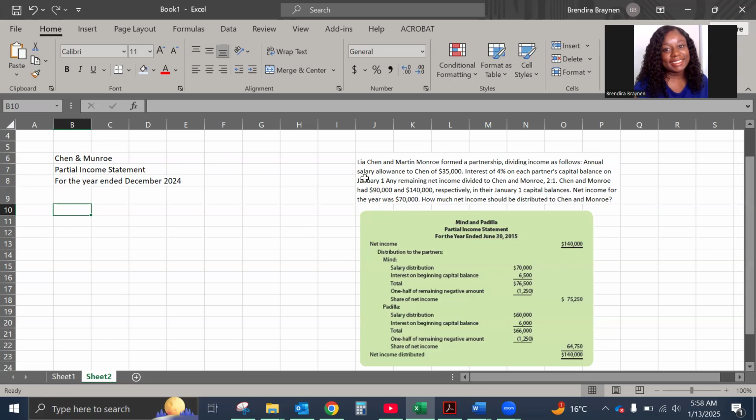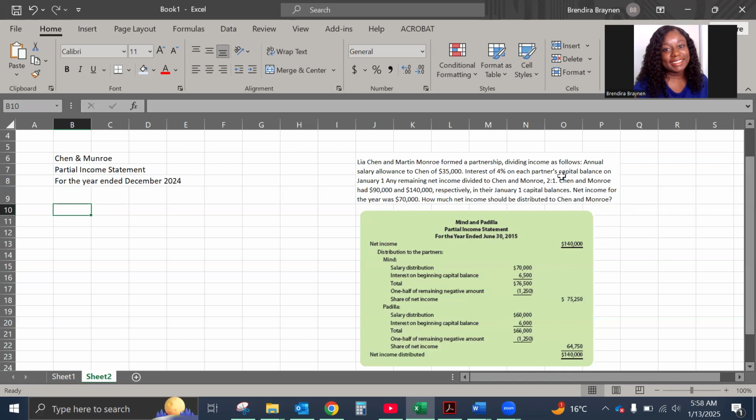They have an annual salary for Chen of this amount. So that means Monroe doesn't get a salary. Then interest of 4% on each partner's capital balance on January 1st. And then any remaining net income is divided between Chen and Monroe 2 to 1.